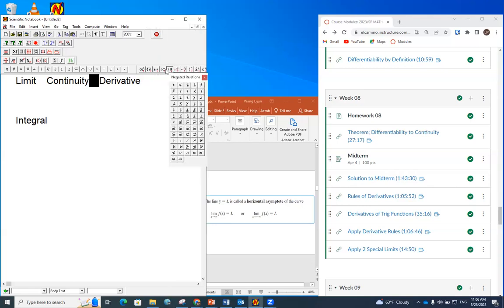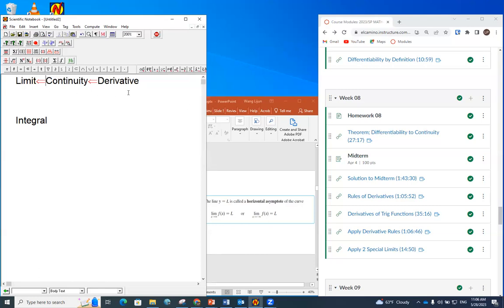So derivative leads to continuity. Continuity leads to limit existing, but not vice versa. In the reversed cases, right? If the limit exists, there are cases where continuity doesn't hold. In the case that continuity is true, differentiability may not be true.